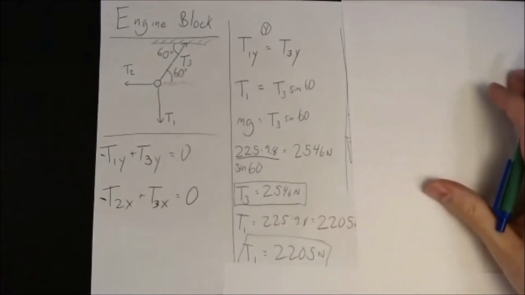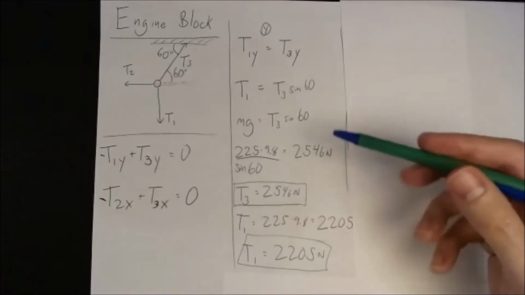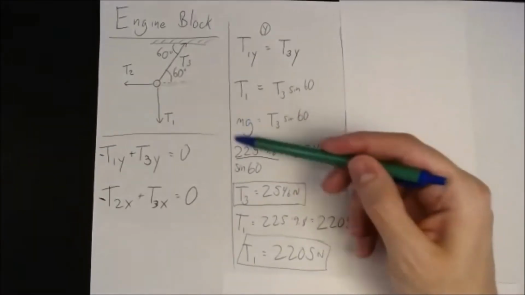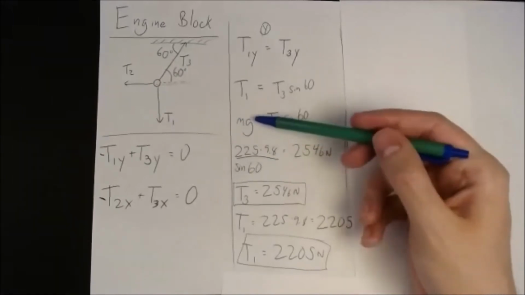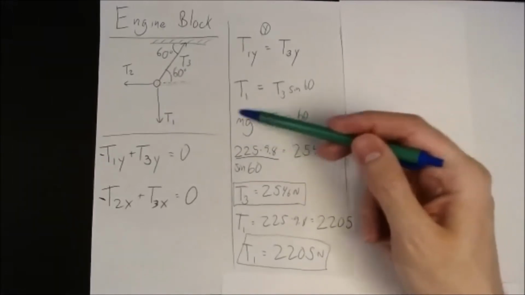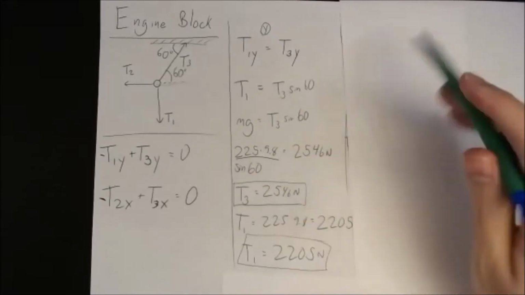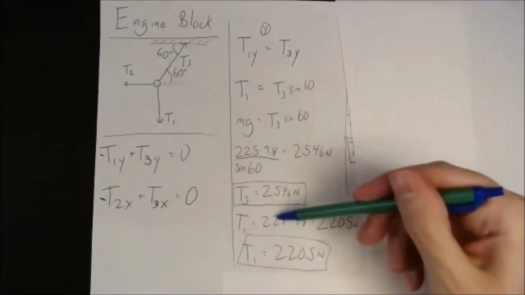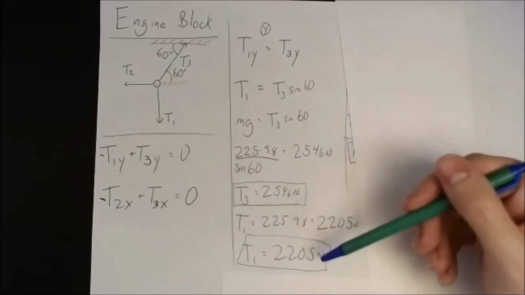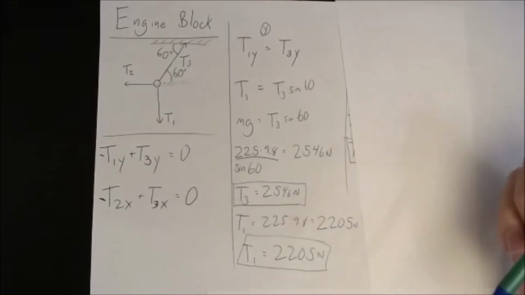We can also, just for completeness, remember that T1, as we said, has to be equal to mg because it's supporting an engine block with a gravitational force on it equal to mg, and then say, well, that's just going to be 255 times 9.8, 2205. Just remember to write down T1 is equal to 2205.